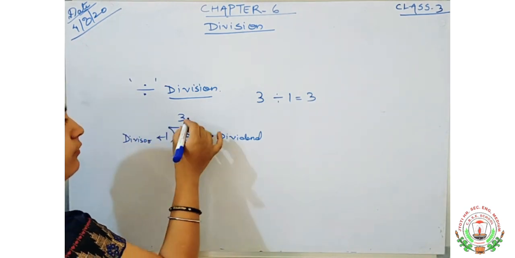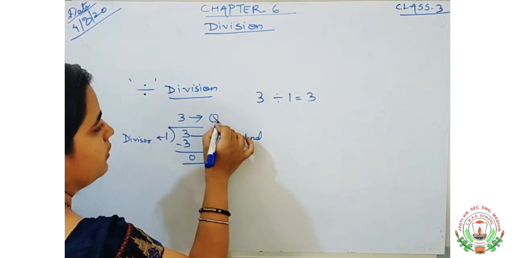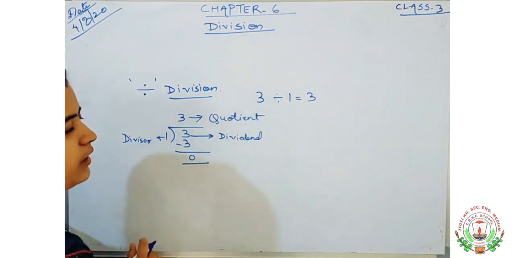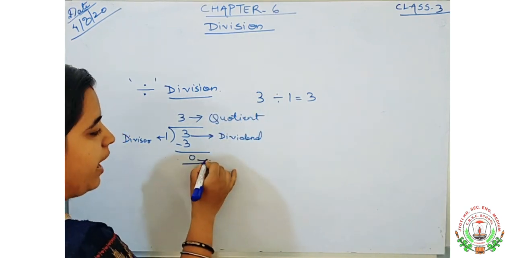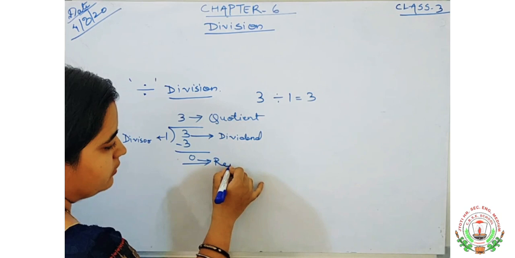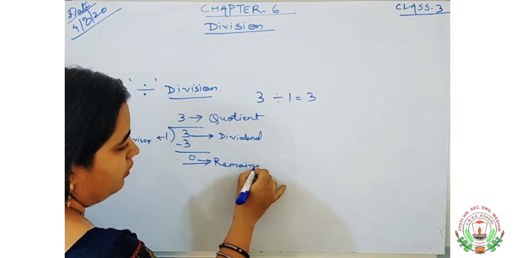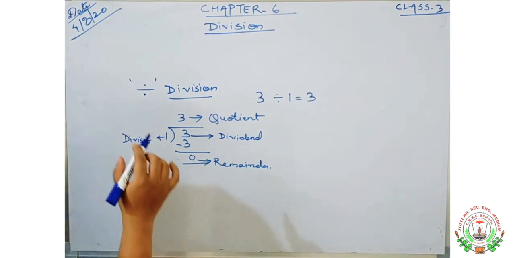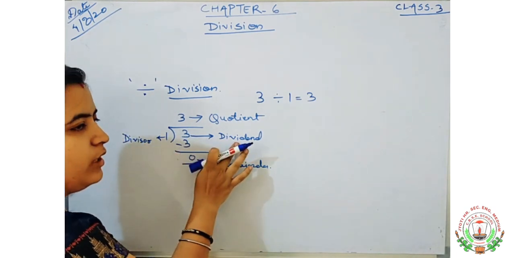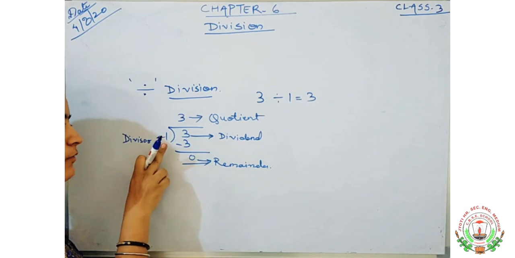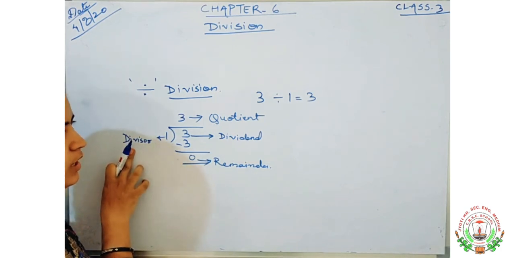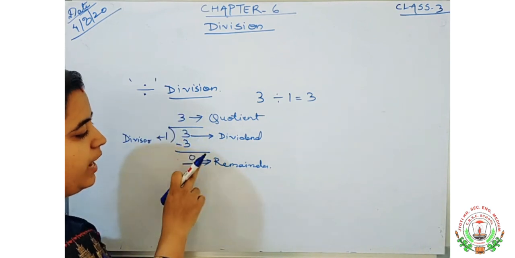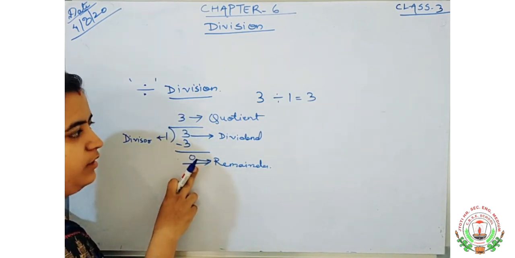Whatever answer comes, that answer is known as the quotient, and what is left out is known as the remainder. So in this way we are dividing. The number which is being divided is known as the dividend. The number by which we are dividing is known as the divisor. The answer which comes is known as the quotient, and the left out is known as the remainder.